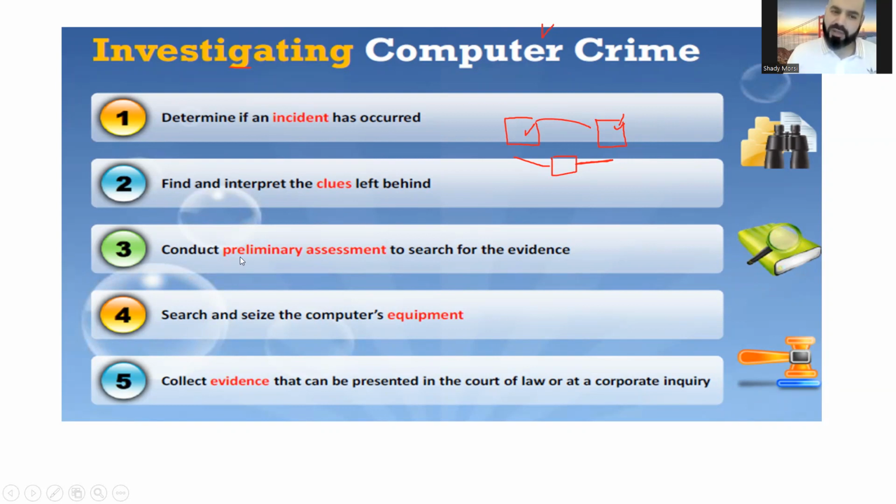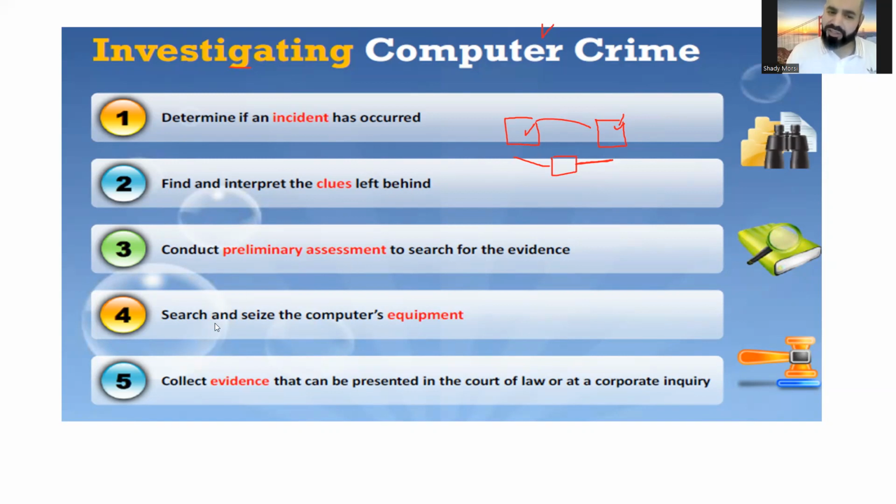Conduct a preliminary assessment to search for the evidence. This is basically a very initial, basic assessment. So you will look at the date and time that the attack or the incident happened. You look at who was inside, who was using the system at that time. Okay, if you are able to take a picture of these computers. So this is really a basic assessment. It does not really require you to analyze anything, but I want to see who was using the system and what time the attack or incident happened. So I'm collecting initial basic data about the incident.